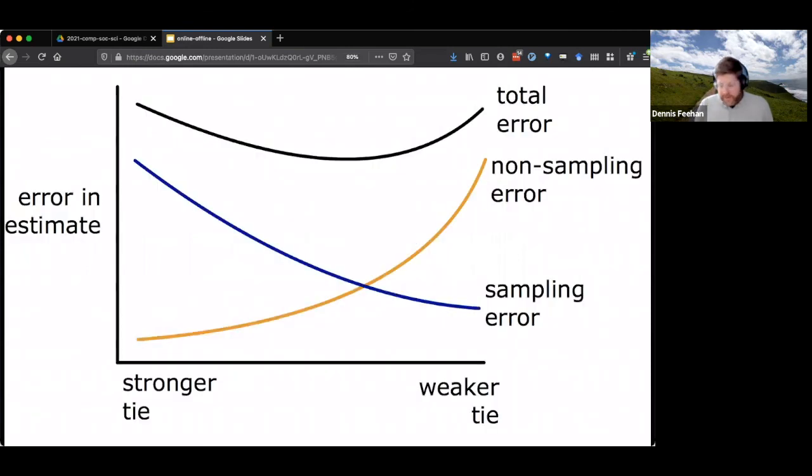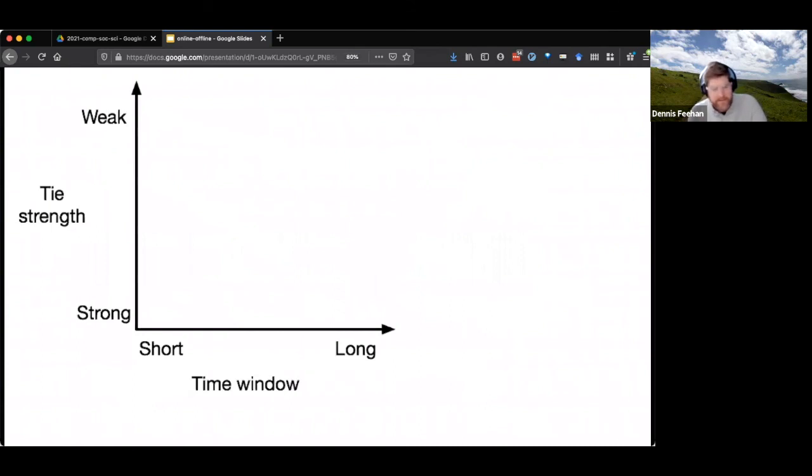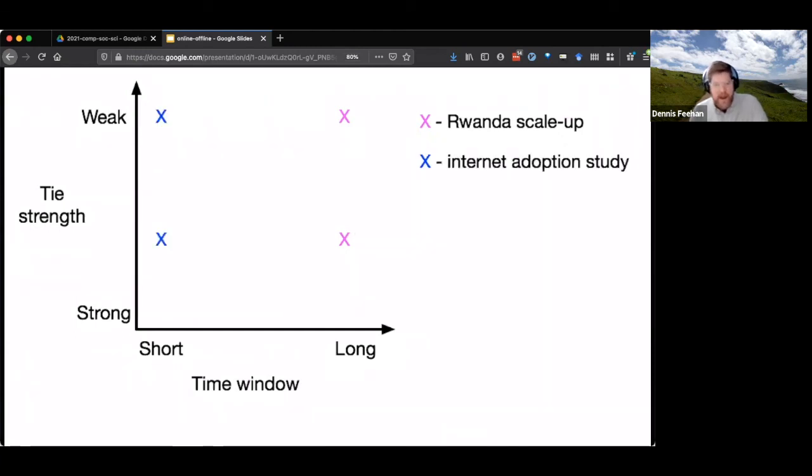So where might this go in the future? Well, as I've already said, I obviously think that filling in this picture is pretty important. And there's been some work on this so far. There's a network scale-up study in Rwanda where my colleagues and I compared a relatively strong network to quite a weak network over a long time period. So this is asking about interactions over a year, which seems a very long time period.